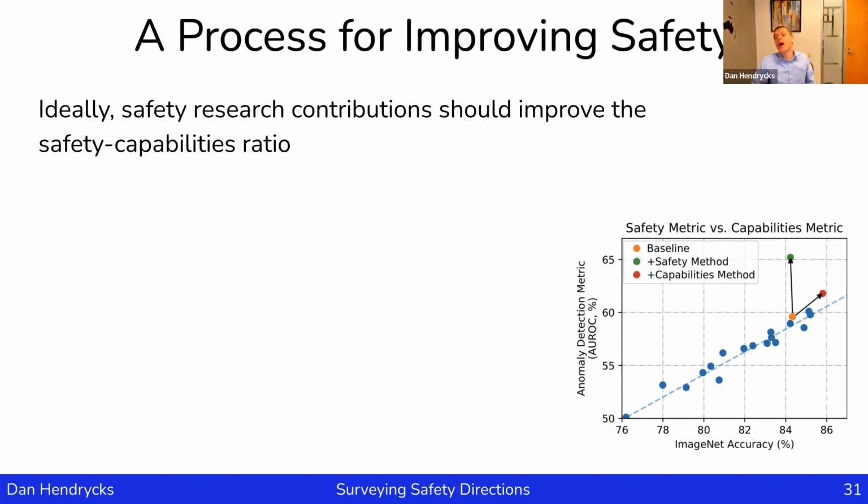At the bottom right, look at this figure. We can see a capabilities method, which does increase the safety metric, the anomaly detection metric, but it also improves general capabilities, which is the ImageNet accuracy on the bottom axis. So it improves safety and capabilities, but I wouldn't call the red dot a safety finding. I think it just moved along the trend line. That's not really a better outcome.